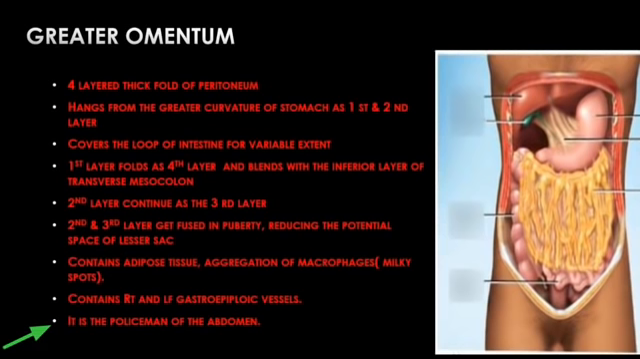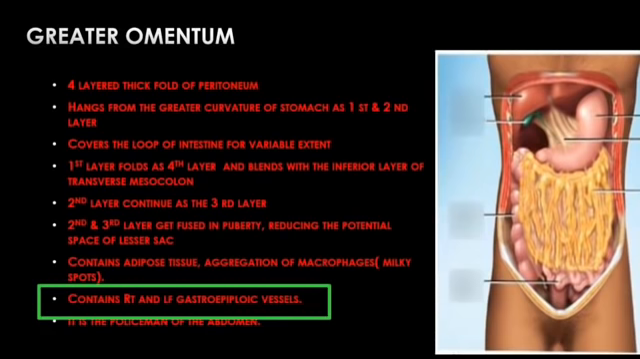Because whenever there is any pathology in the abdominal cavity, this greater omentum will move towards that pathological part and try to protect it, guard it, or plaster the pathology. Because of this, it is called the policeman of the abdomen. The contents of this greater omentum are the right and left gastroepiploic vessels.